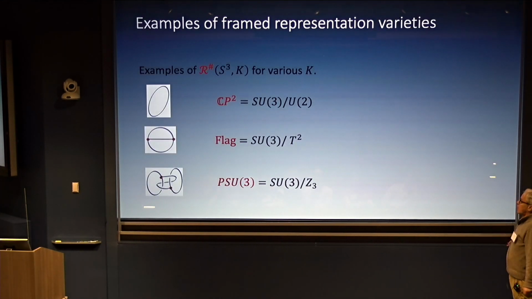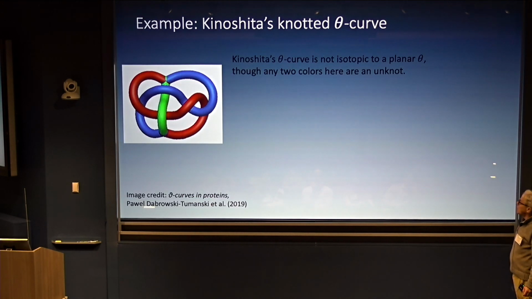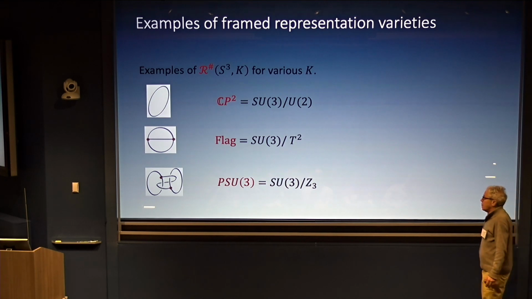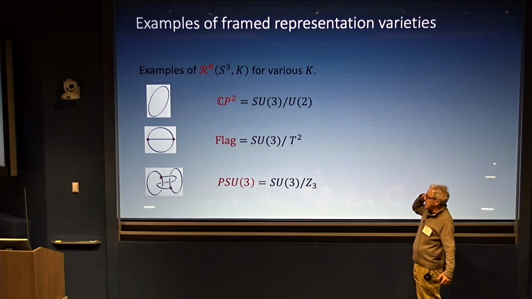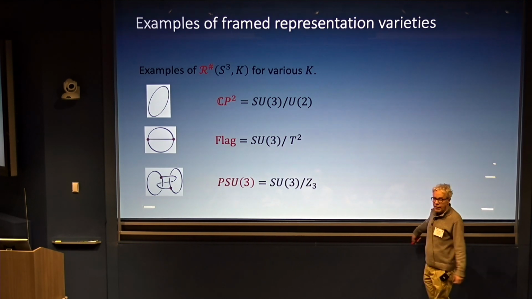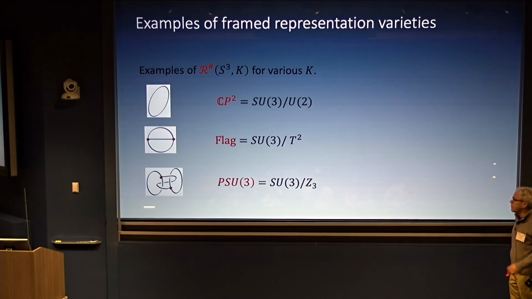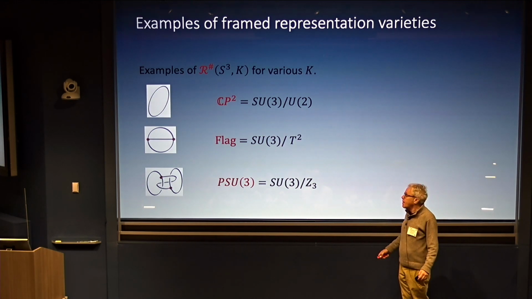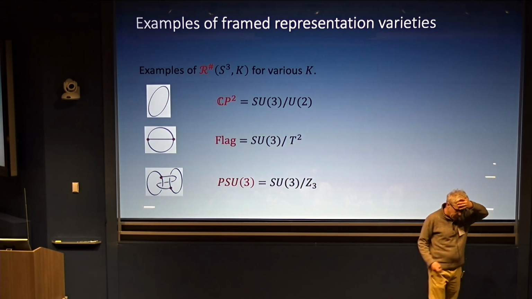What does the framed representation variety look like? For the unknot, it's CP2. For the theta graph, it turns out to be the flag manifold. These things are all very easy to verify. That's the flag manifold for complete flags in 3-space, SU3 divided by the maximal torus, a 6-dimensional real manifold. For those tangled handcuffs, there's a single irreducible representation, so the framed representation variety is SU3 divided by the center, it's PSU3. So those are some examples.